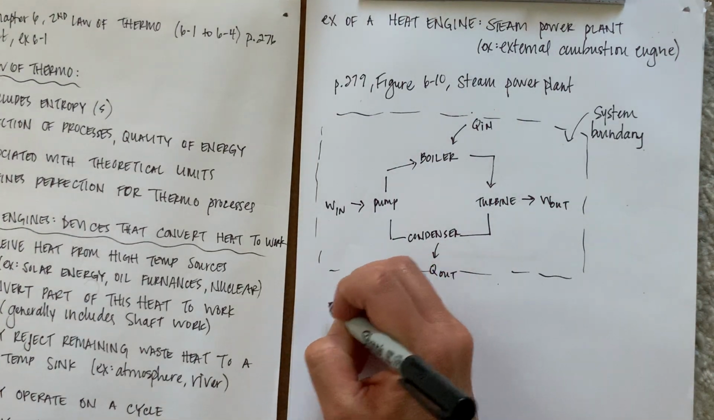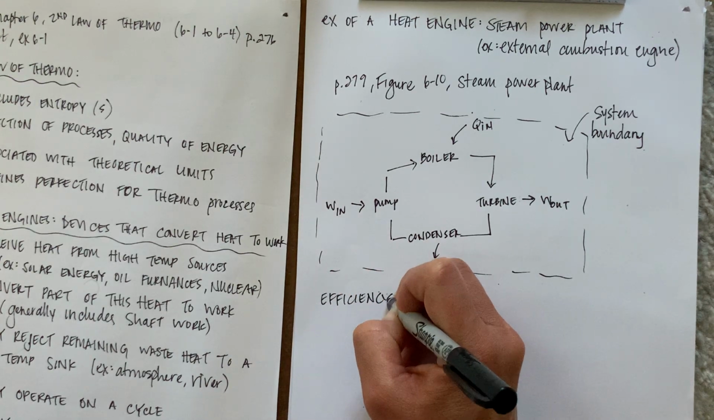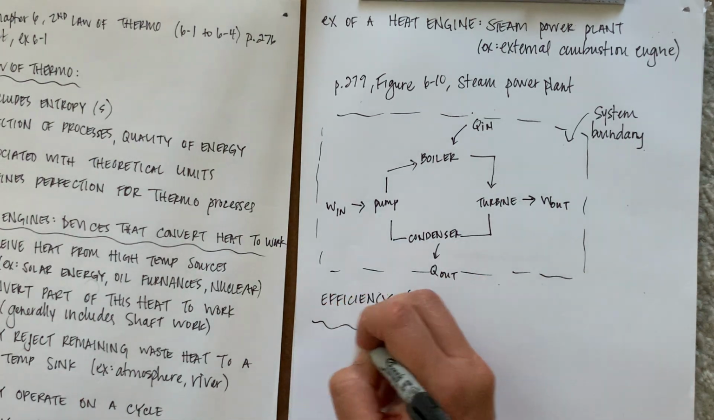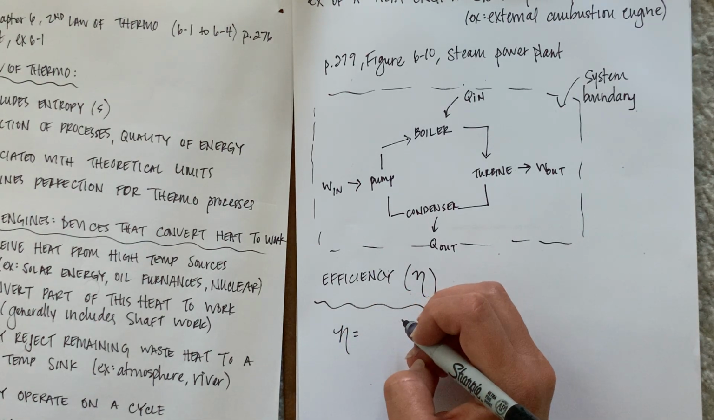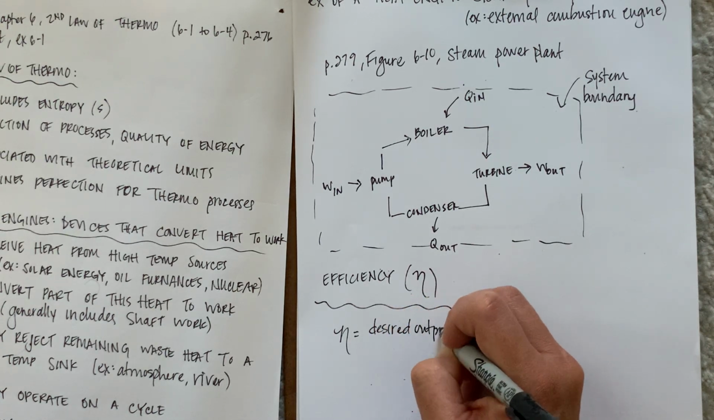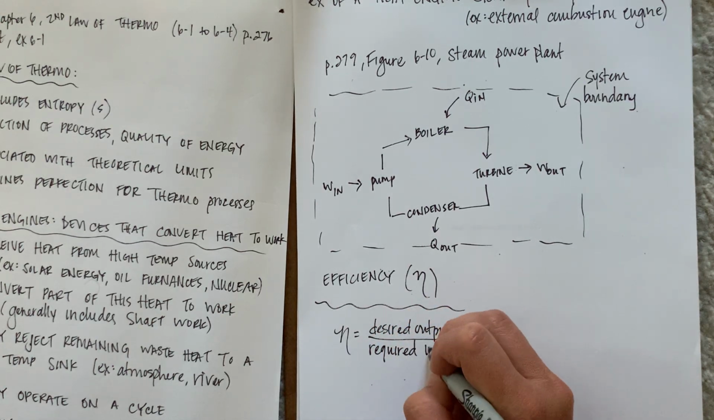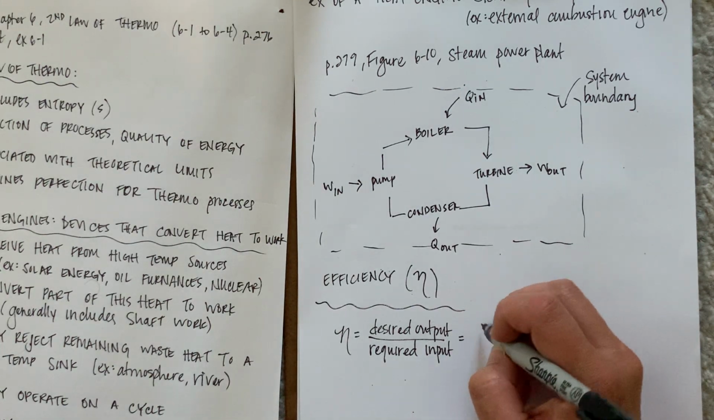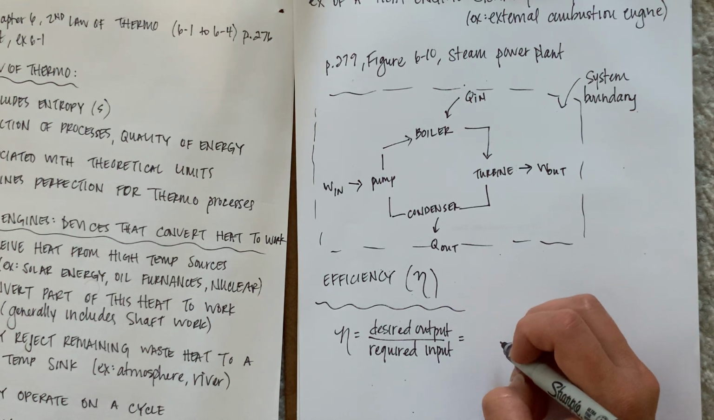But if you guys recall, efficiency, we've looked at, and it has this weird little loopy in. And our efficiency was our desired output over required input. That's how we defined it in some of the earlier chapters, chapter 2, I believe. And this chapter also says that this can be defined in terms of thermal energy efficiency.